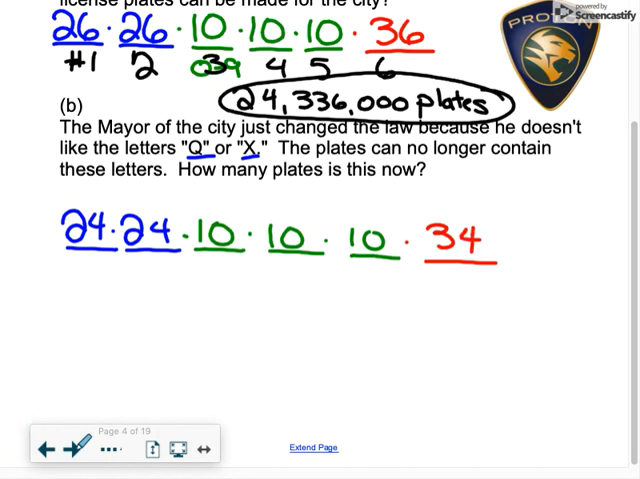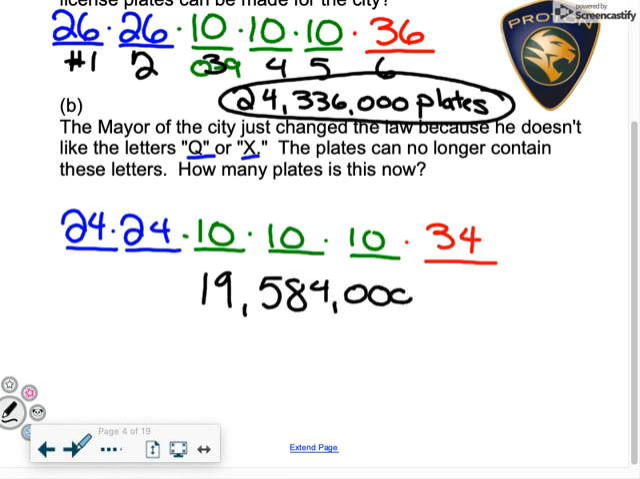So if we take those numbers, we multiply them together here. Get an answer of 19,584,000 license plates.